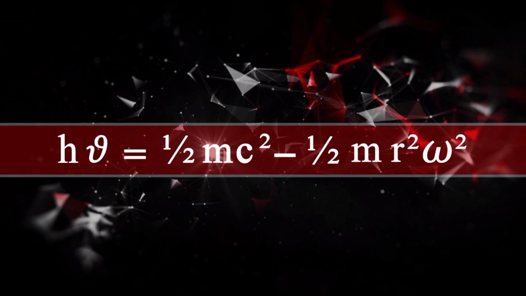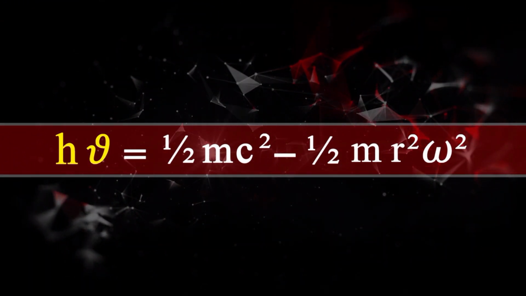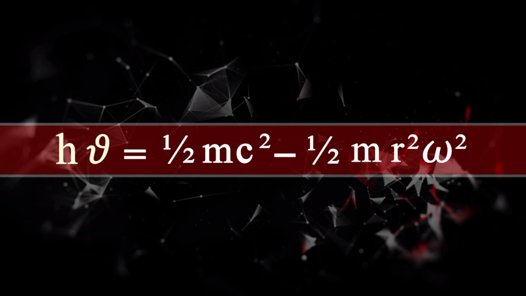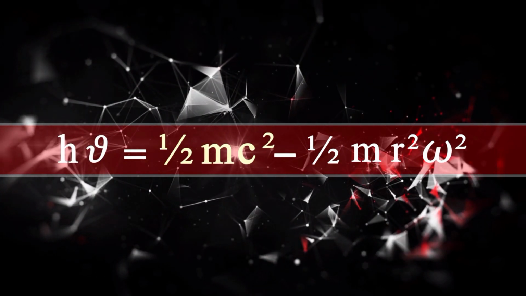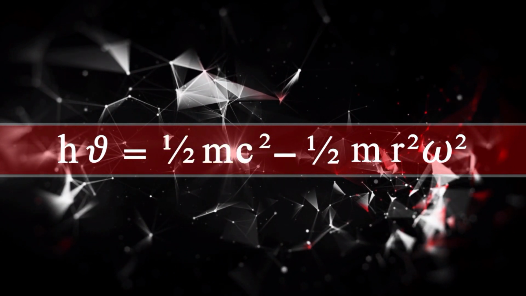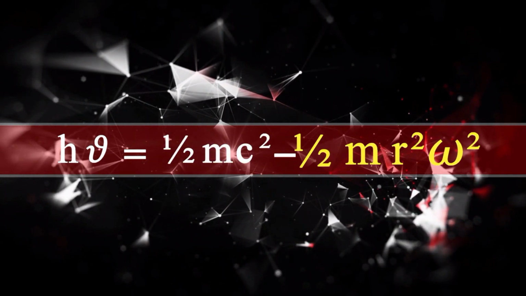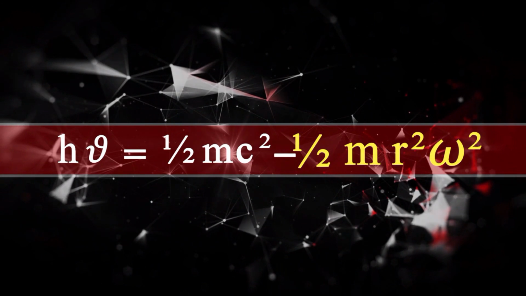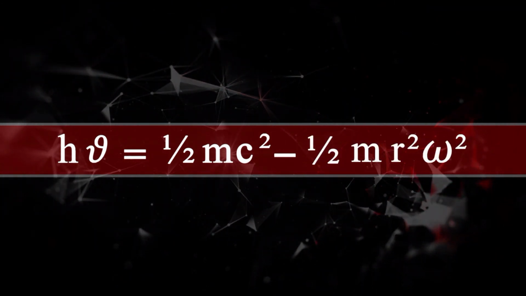In this formula, the first part is the energy of wave-like part, and the second one is translational kinetic energy. And the third part refers to the rotating energy at a constant angular velocity.